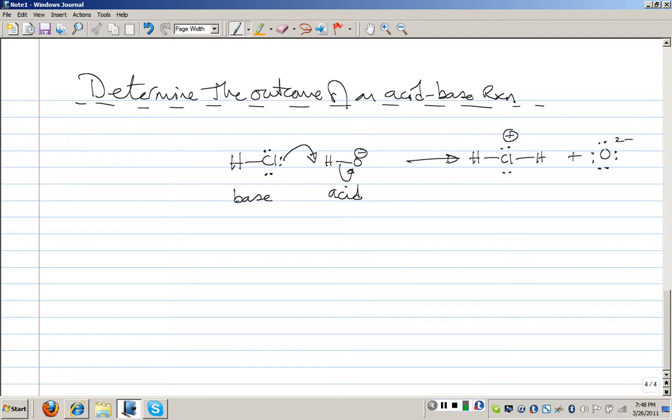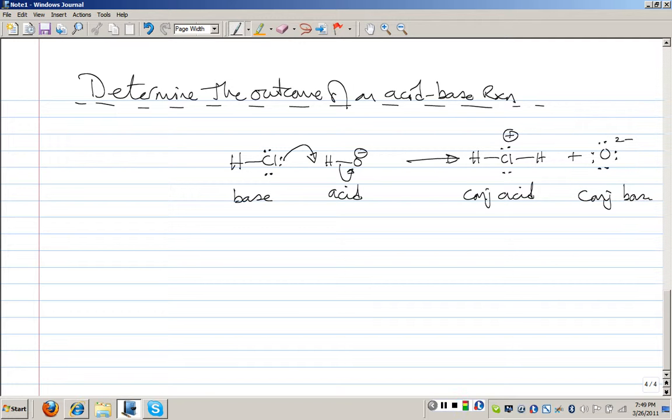So one option is HCl acts as a base, accepts a proton, or if you will, donates an electron pair to hydroxide, and gives rise to H2Cl+ and O2-. In which case, the species formed by the base getting a proton will be the conjugate acid, and the species formed by the acid losing a proton would be the conjugate base.